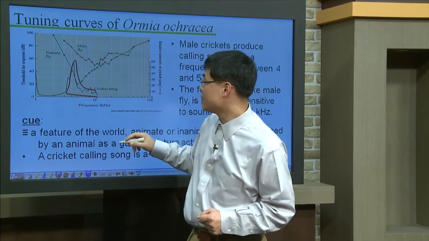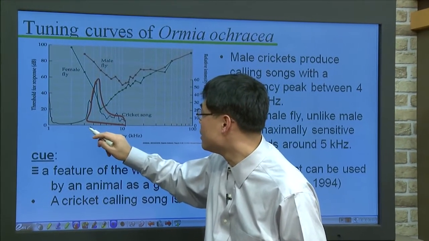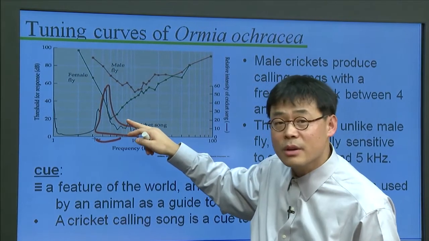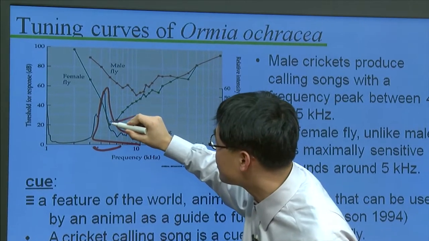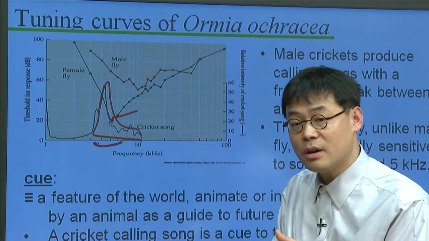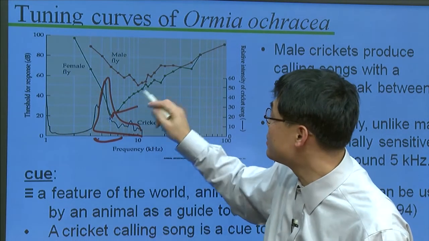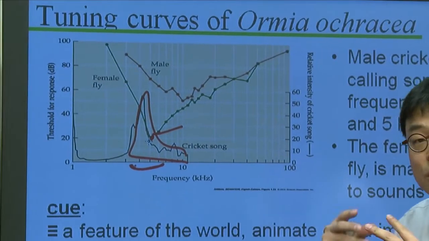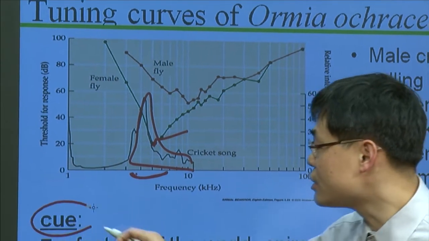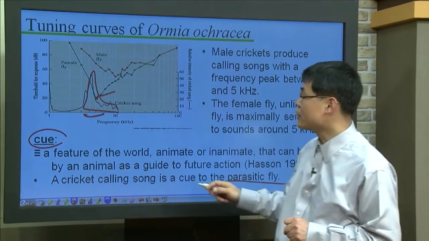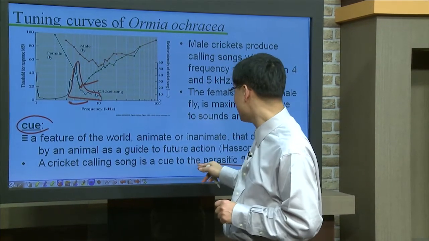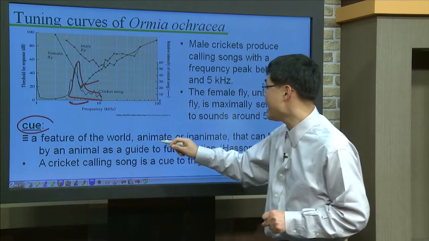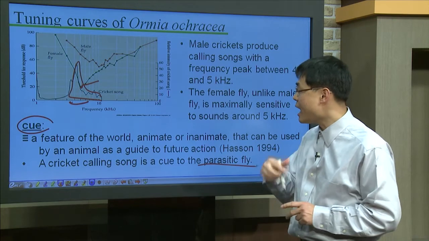You know, for the cricket song, the frequency response curve here is mostly sensitive to 3 to 5 kilohertz, and that's the threshold curve, the response curve for the female cricket. It has a low threshold around 5 kilohertz, very sensitive to the frequencies of a calling song. Compared with the males, it's very different. So females are tuned to the calling songs of the crickets. And only calling song is a signal to female crickets. It is a cue to the parasitic fly. The parasitic fly uses a cue, which is the calling song of the cricket, to orient to that cricket. So a cue is a feature of the world, animate or inanimate, that can be used by an animal as a guide to future actions.